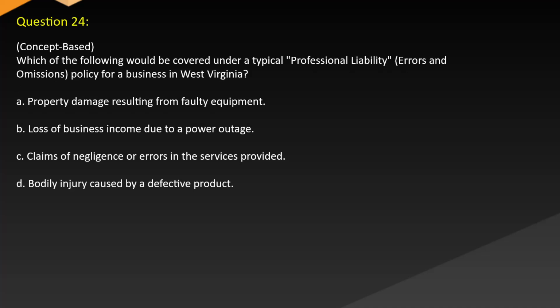Question 24. Concept-based. Which of the following would be covered under a typical professional liability errors and omissions policy for a business in West Virginia? A. Property damage resulting from faulty equipment. B. Loss of business income due to a power outage. C. Claims of negligence or errors in the services provided. D. Bodily injury caused by a defective product.